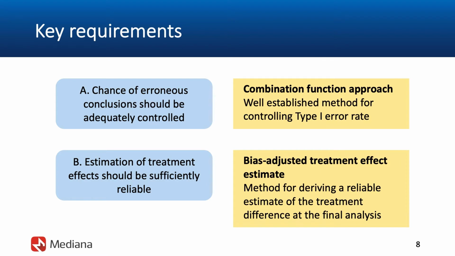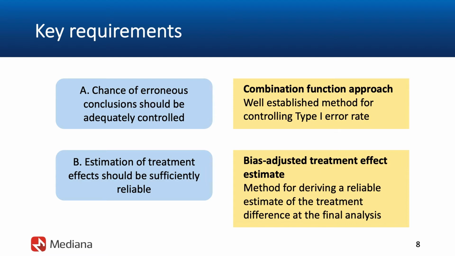And this one deals with the fact that an estimate of the treatment difference, for example, the mean treatment difference if the primary endpoint is continuous, or the hazard ratio if the primary endpoint is a survival type endpoint, so that estimate is subject to bias when data-driven decisions are implemented in a trial. And this bias consideration also applies to the confidence interval for the treatment effect.